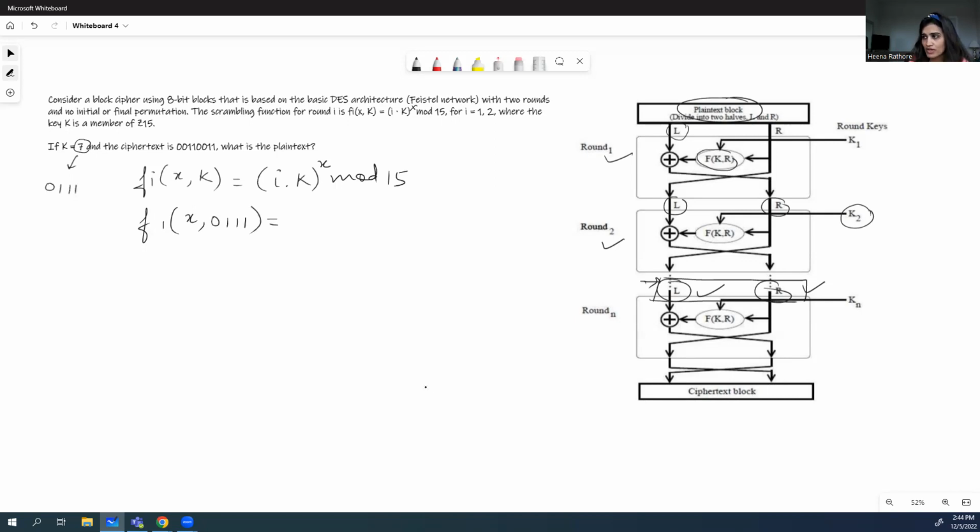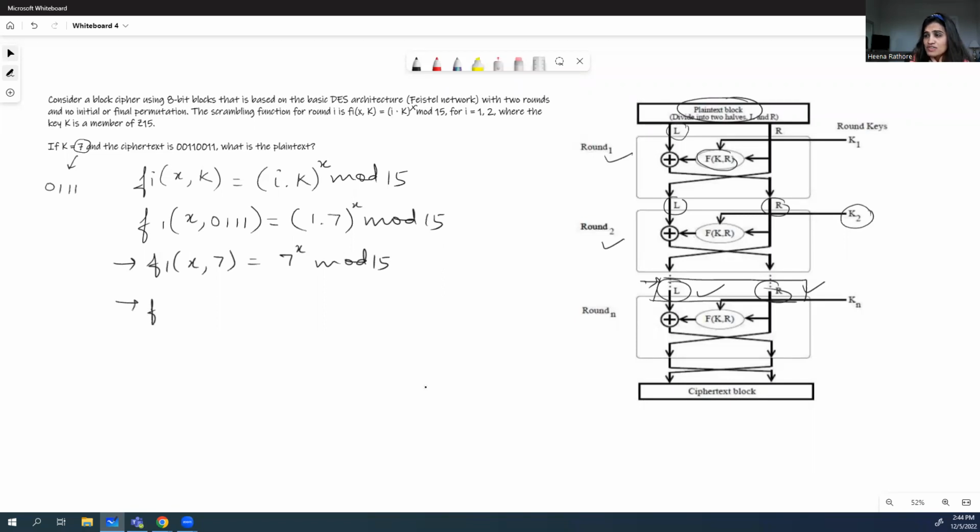This would be equivalent to whatever the round is. So in this case, the round is 1 times k, where key k is 7, to the power of x, which we do not know right now, but we will compute, and that is mod 15. So f_1(x, 7) is equal to 7 times 7 to the power of x mod 15. That happens in round number 1.